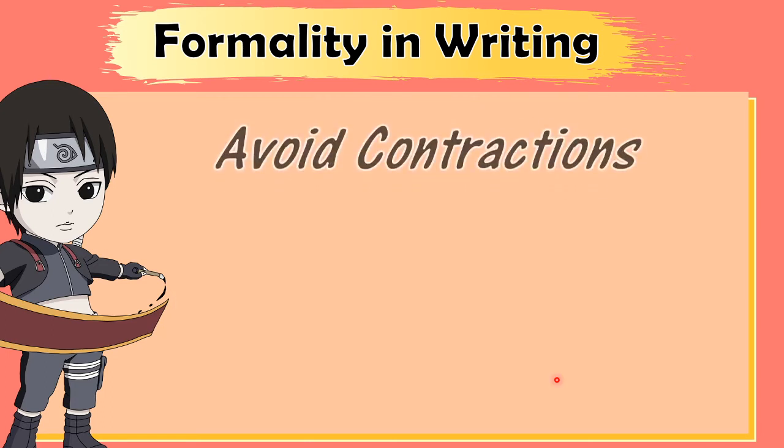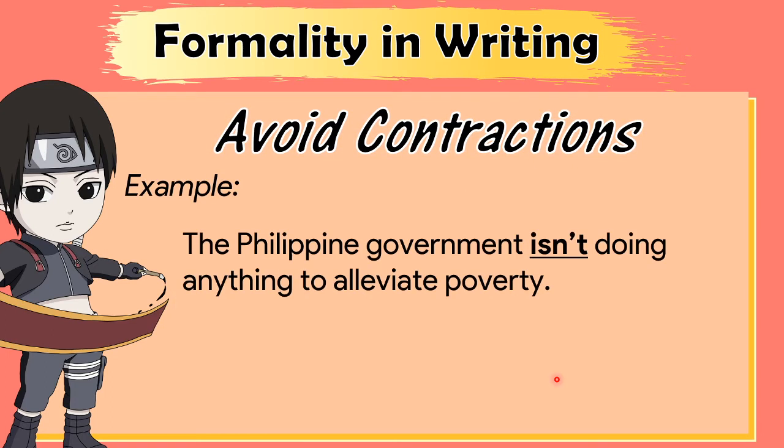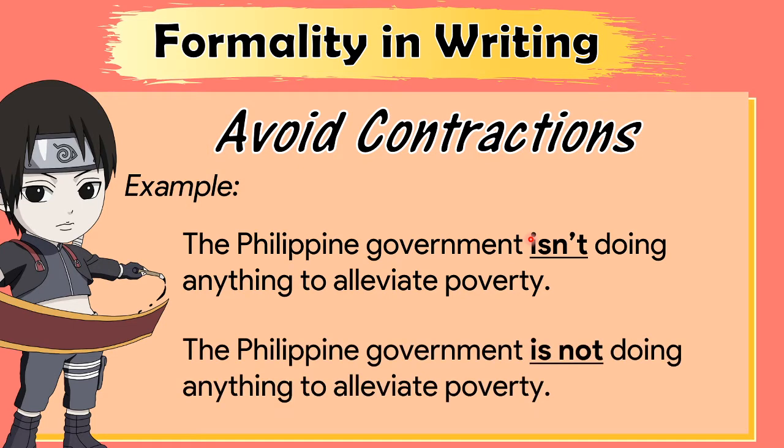Now, another example. The Philippine government isn't doing anything to alleviate poverty. In this sentence, notice that the underlined word is a contraction. It is not showing formality. So if you will rewrite this sentence, it will be: The Philippine government is not doing anything to alleviate poverty. So remember, in writing academically and professionally, you should always avoid contractions. That is the first one.